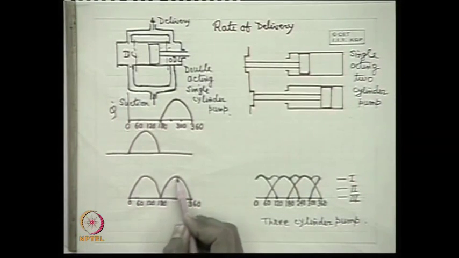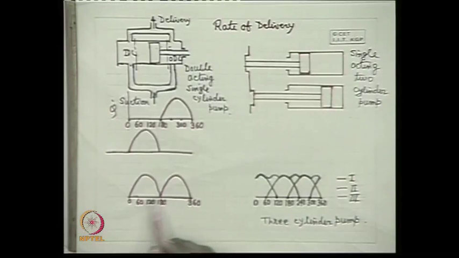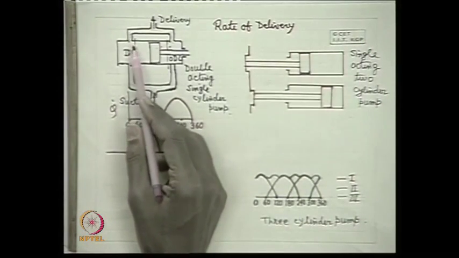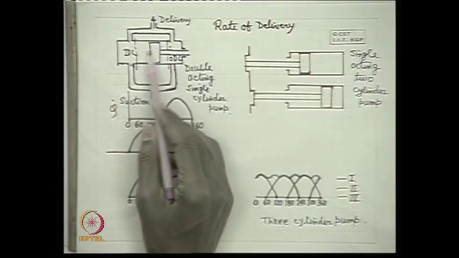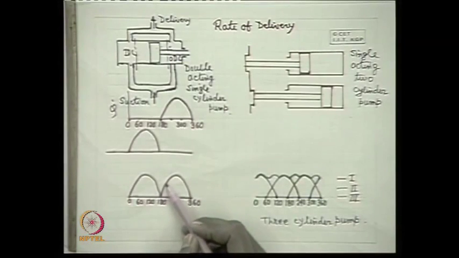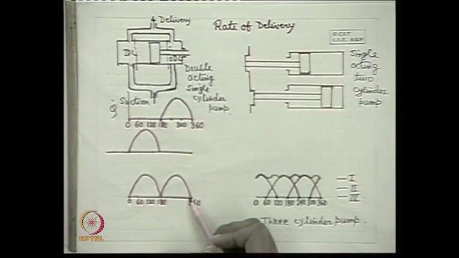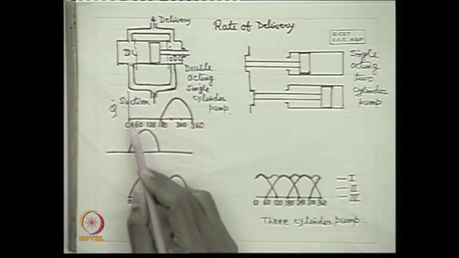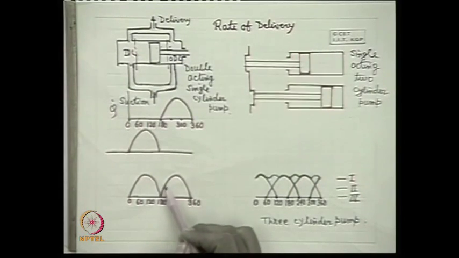So you see, in a double acting machine, we get a diagram of this type. From 0 to 180, there is a delivery with a sinusoidal variation because of non-uniformity in the flow, because of the acceleration and deceleration of the piston, and similarly this is there from 180 to 360. Therefore, we can improve the delivery from an intermittent one to a continuous one, but still the delivery is non-uniform.